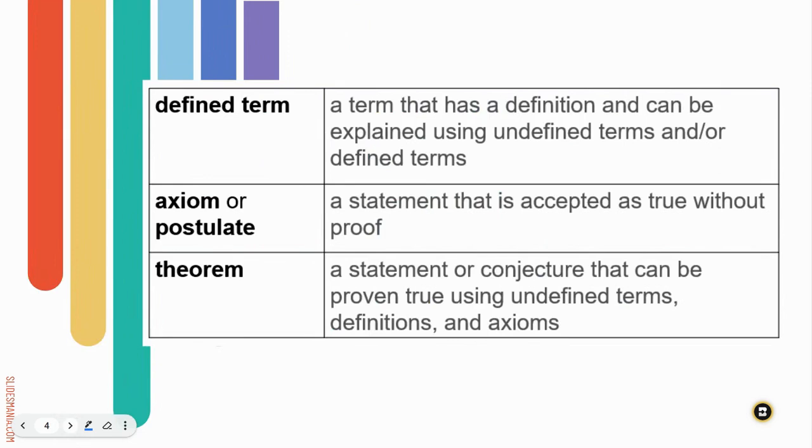And we're going to start off with a couple of definitions. So we have a defined term, and that is a term that has a definition and can be explained using undefined terms and/or defined terms. We have axiom or postulate, which you will see a lot of in geometry, and that is a statement that is accepted as true without proof. And then theorem is another word that you'll see a lot in geometry. And a theorem is a statement or conjecture that can be proven true using undefined terms, definitions, and axioms.